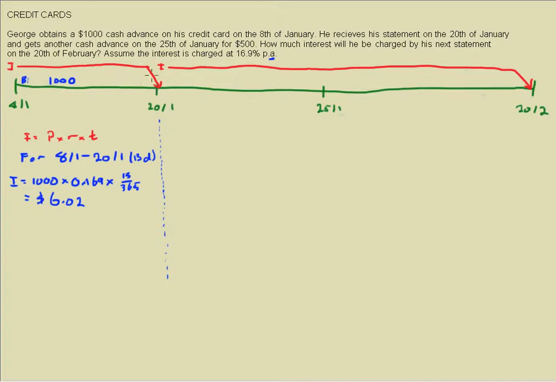Our new balance, because it gets applied on the 21st, that is the day after the 20th, that means our balance becomes, so our new owing balance is our original 1,000 plus $6.02, so our interest bills come in. So that's $1,006.02. So we put that up here.